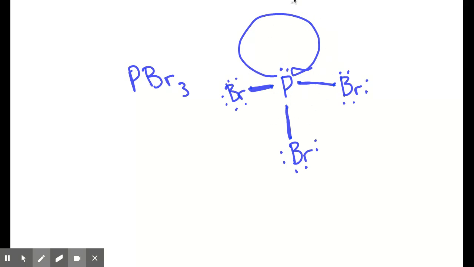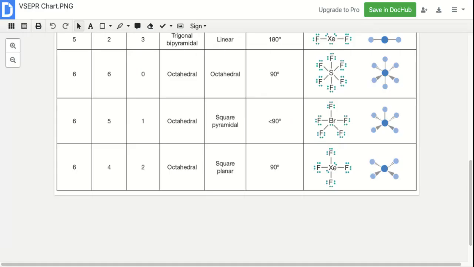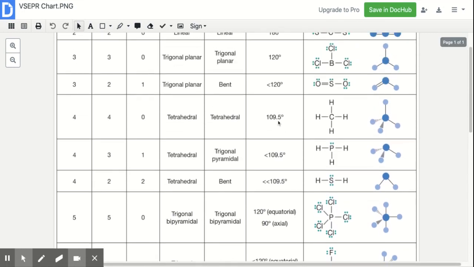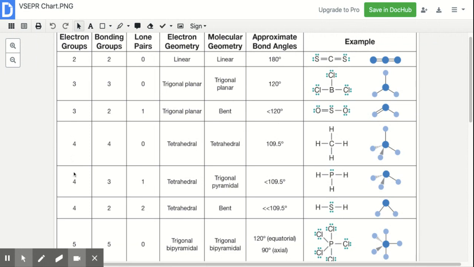If I flip back over to that chart, we had 4, 3, 1. You would come up here and find the 4s, then the next one, your bonding groups, we had 3, and then 1 lone pair, so 4, 3, 1. Slide over to this column, it's trigonal pyramidal. It tells you your bond angles are going to be 109.5 degrees. This is what the shape would look like. Because we had that lone pair at the top, you're going to have some repulsion there that's pushing these down.